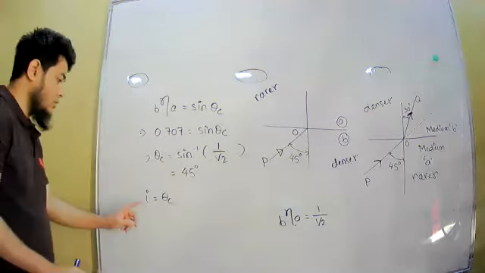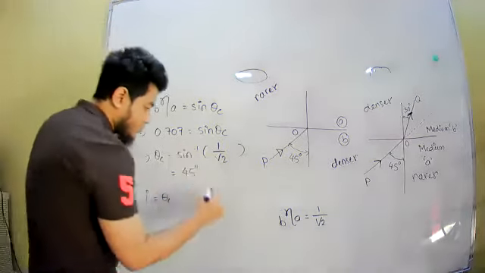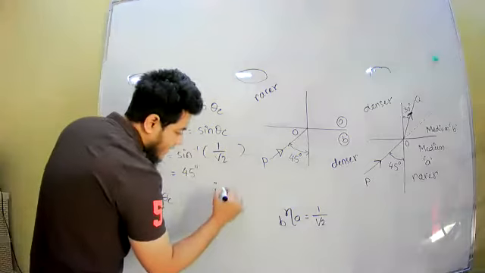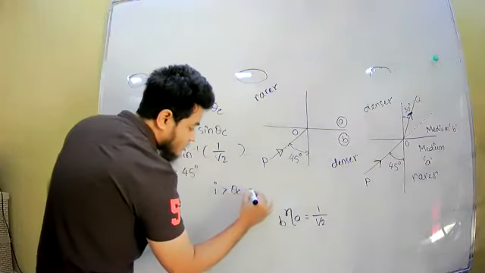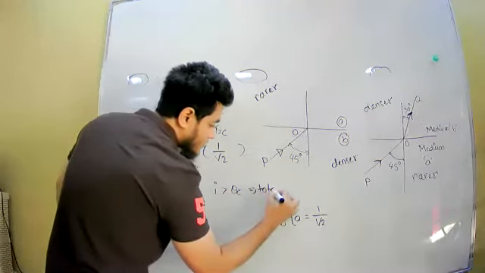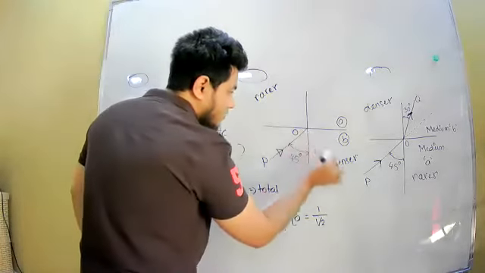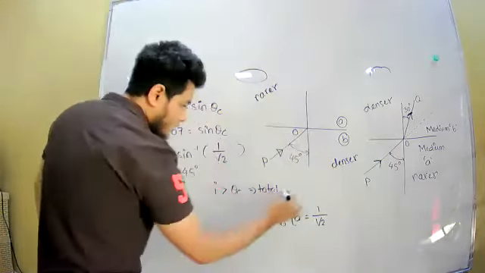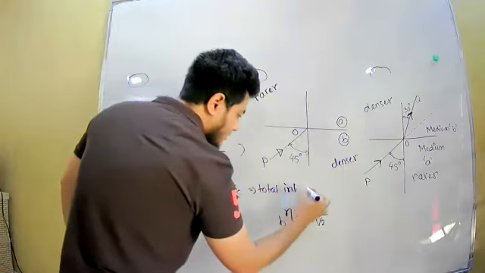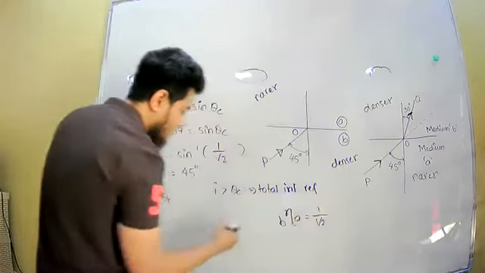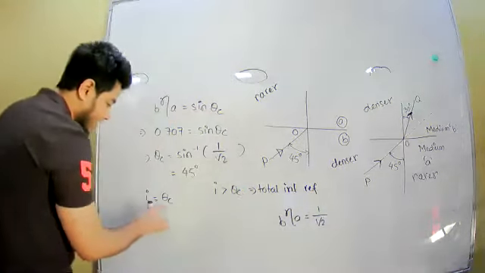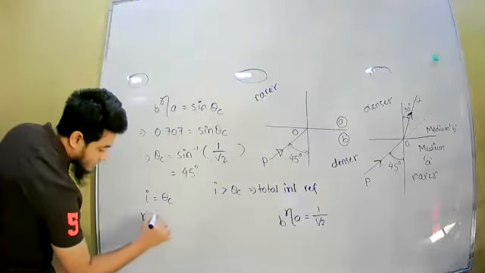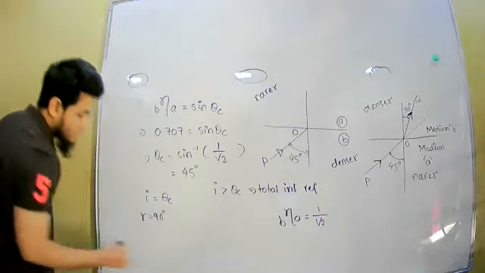Okay, so the two other possible cases: when i is greater than theta c, we will say that total internal reflection will take place. That means it will go like this. Total internal reflection, I wrote the shortcut. And for i equal to c, what will happen? Refraction angle will be 90 degrees.